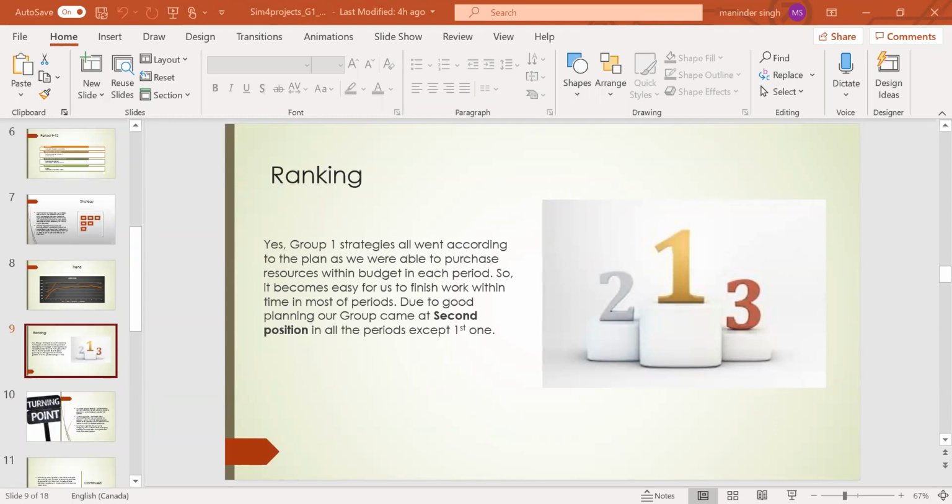Ranking. Yes, Group 1 strategies all went according to our plan. We were able to purchase the resource within budget each time. So we were very close to the 100%, except the initial phase of our project. Due to our good planning and good communication between all team members, we have attained second position in all periods except the first one. We were very close to the first one, but we could only get the second position. Now my friend Navdeep will continue from the next slide.